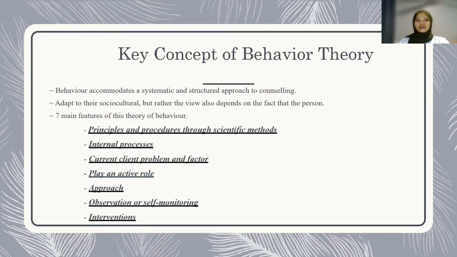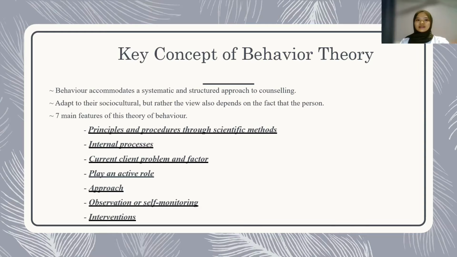So the second feature is internal processes. So we can see behavior includes such connections, thoughts, beliefs, and emotions, as well as behavior that we can see. Behavior's most distinctive feature is that it may be proportionally defined.